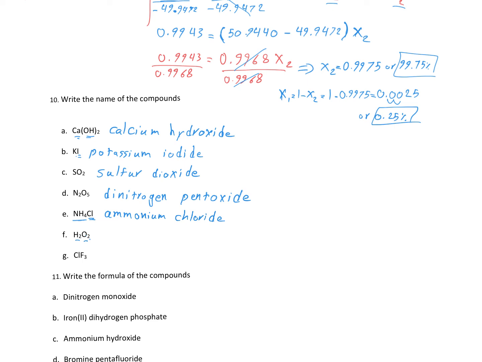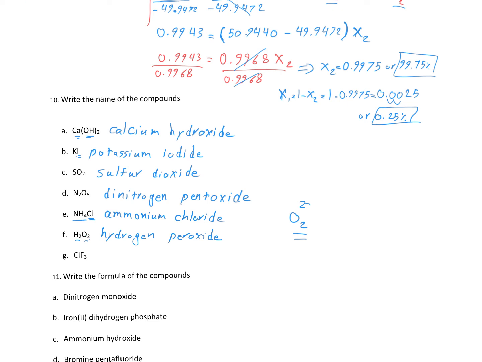Okay, so the polyatomic ions. One of them was peroxide. So if you have O2 2 minus, it's a peroxide. You have to remember that. So we have hydrogen and peroxide. So it's hydrogen peroxide.